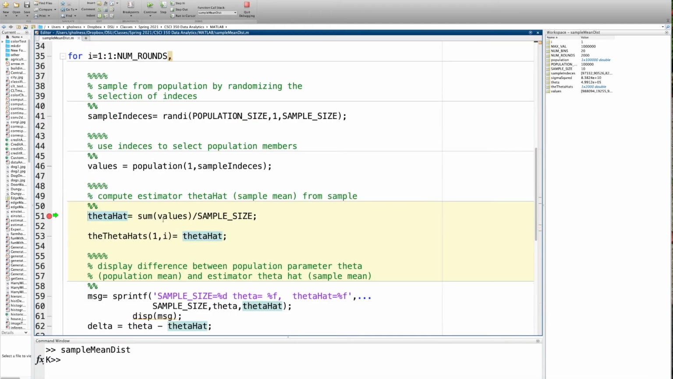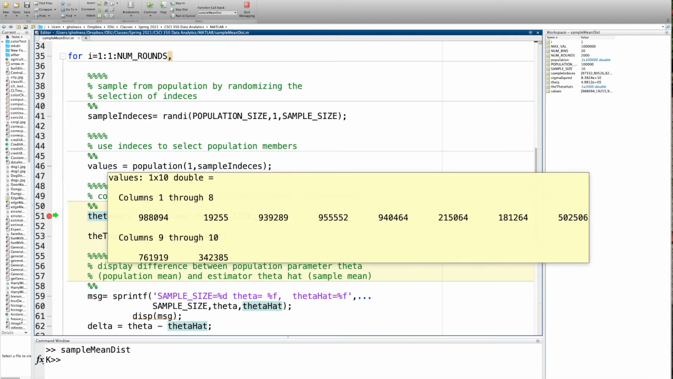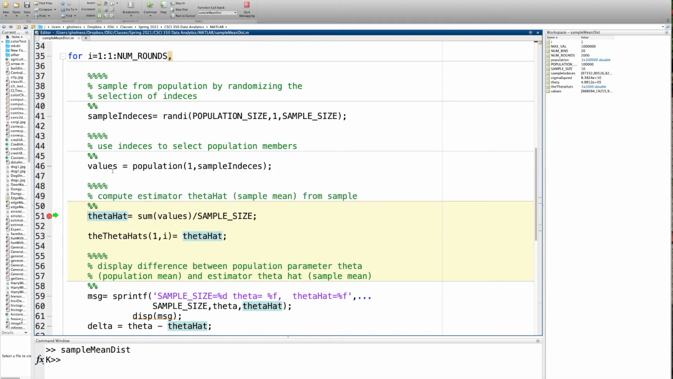And when I extract these values, there's one iteration. We'll see 988,094, 19,255, and a couple others. We're going to calculate the sample mean from our sample of size 10. When we calculate the sample mean, that's going to be our theta hat, our x bar. Our x bar is our theta hat. It's the estimator for theta, where ground truth theta is mu, the population mean.